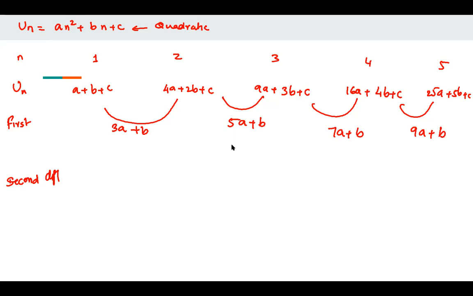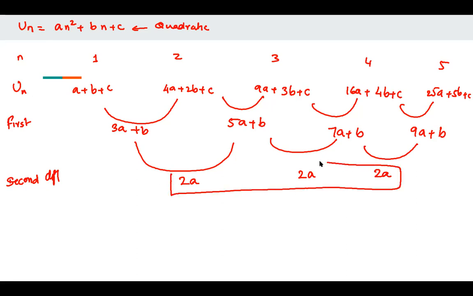Next up, if you subtract this and this, that is going to give me the second difference, which is 2a. Here it is 2a, and here it is 2a. So that proves that it's a quadratic sequence since the difference is the same.